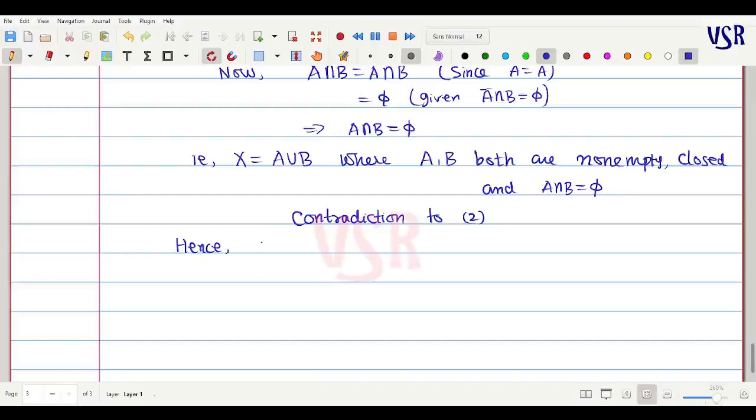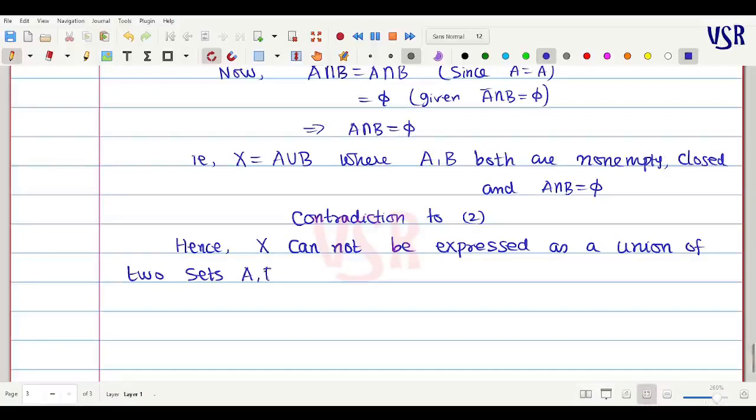this X cannot be expressed as a union of two sets A, B satisfying A closure intersection B equal to empty and A intersection B closure equal to empty. We have proved that it cannot be written as the union of two such sets. Okay, so this implies that 2 implies 3.